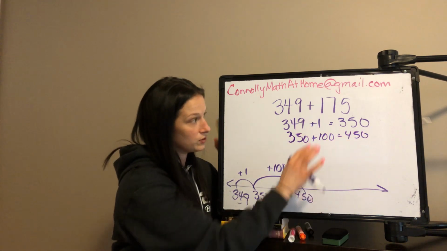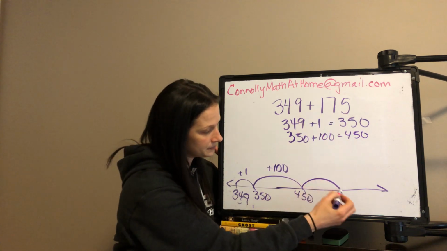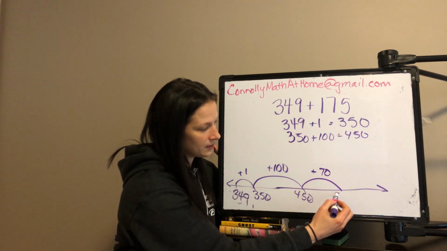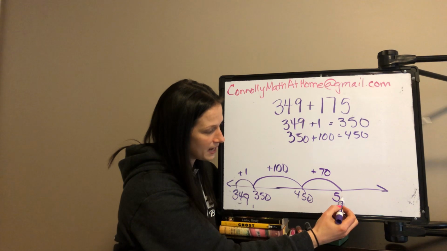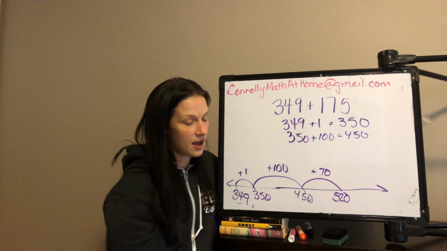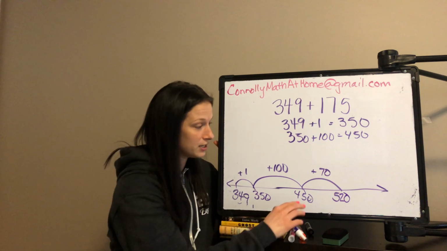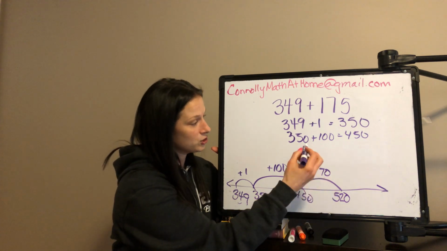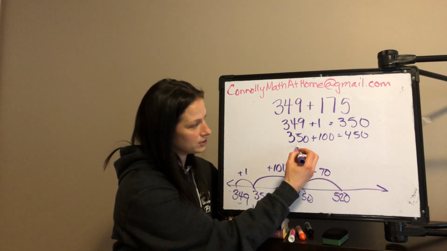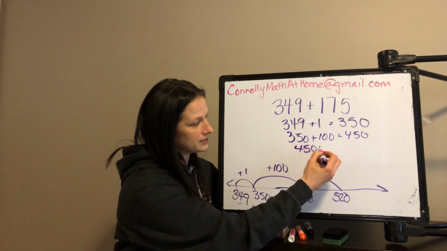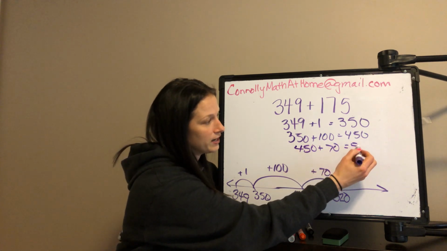I am going to then add my 70. This made it so much easier for me to add. The 70, I don't have to worry about that 9. It's not confusing. So I'm at 520. So what did I just do? 450 plus 70 is 520.